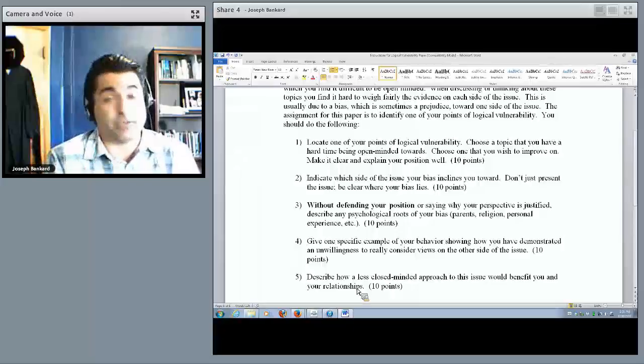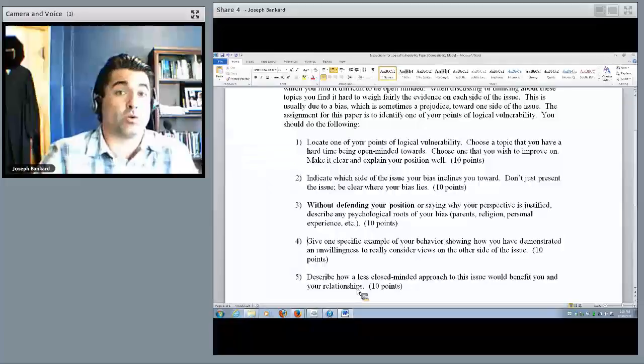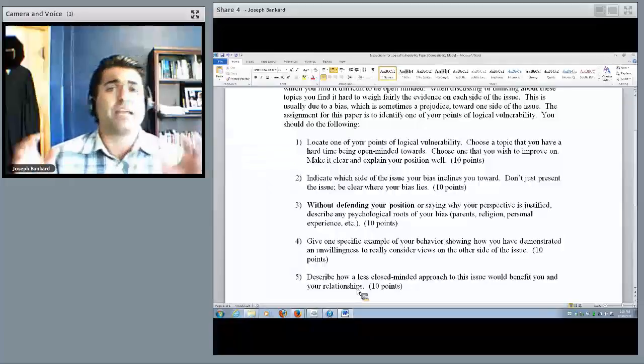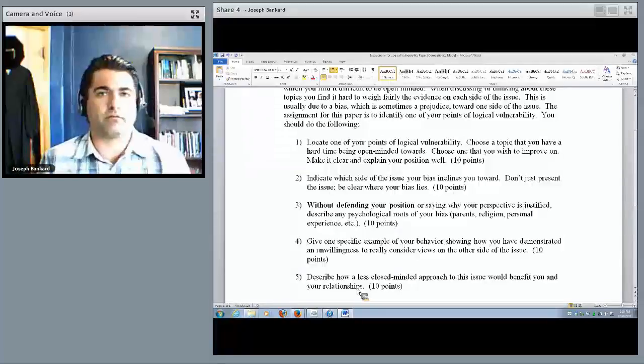Number 4, give an example, a specific example from your life that highlights it. An argument you've gotten into, some things you've said to others that showed how close-minded you were. A refusal to watch a certain movie or read a certain article or something that you're just like, forget it, I won't even acknowledge it or something.